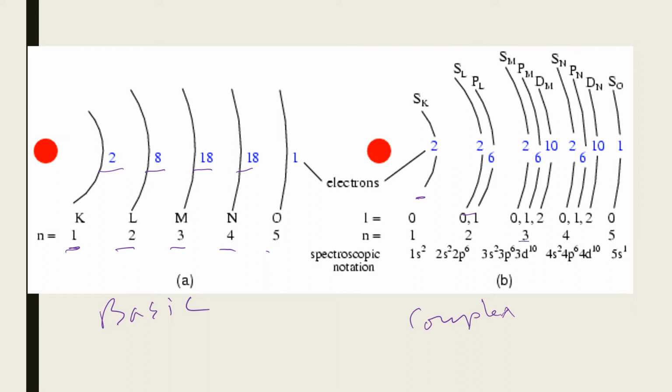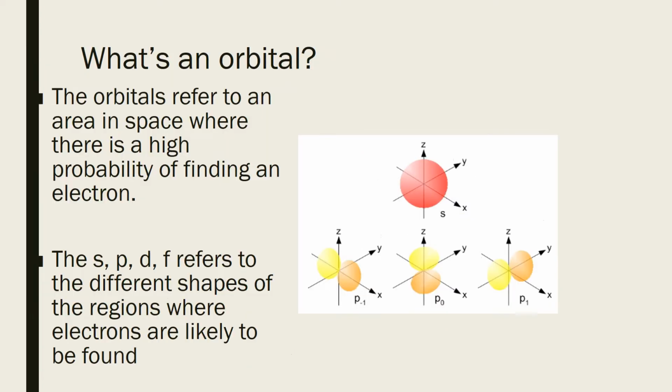You notice these numbers, the 2, 6, 10. This is key because S can hold 2 electrons, P can hold 6 electrons, D, which we'll get into, can hold 10, and F can go up to 14. These numbers you're going to need to know. This one we're going to mainly focus on S and P, but be aware there is more to come.